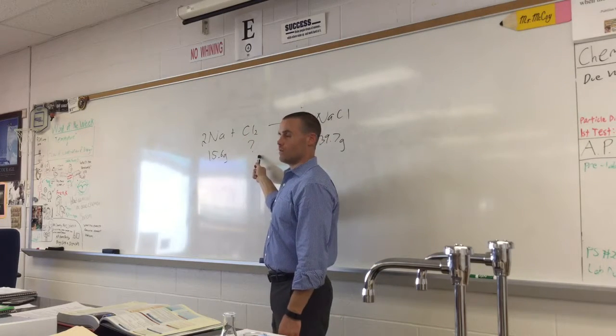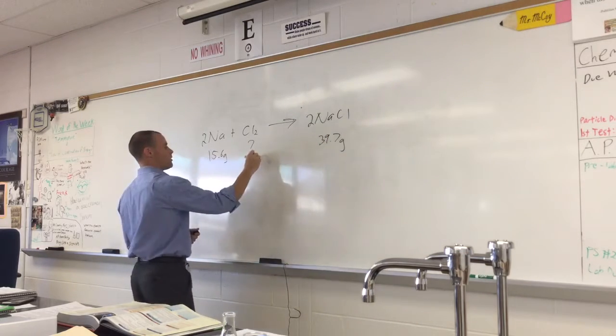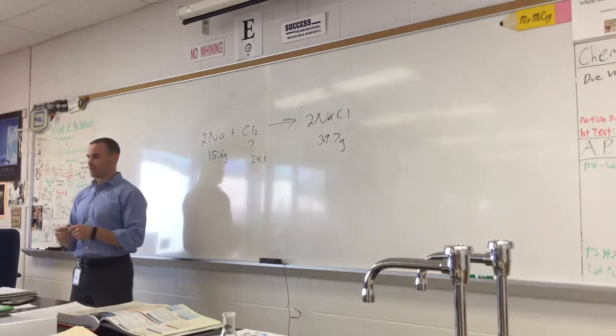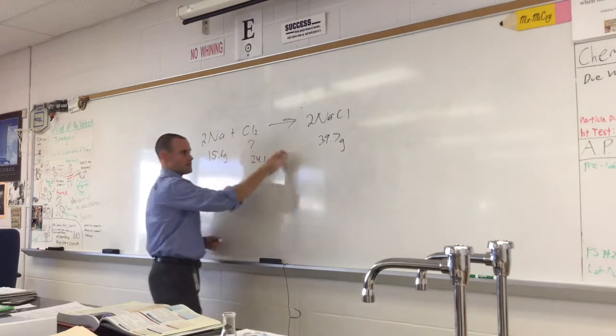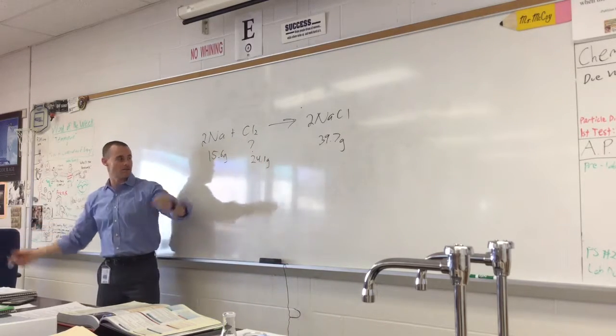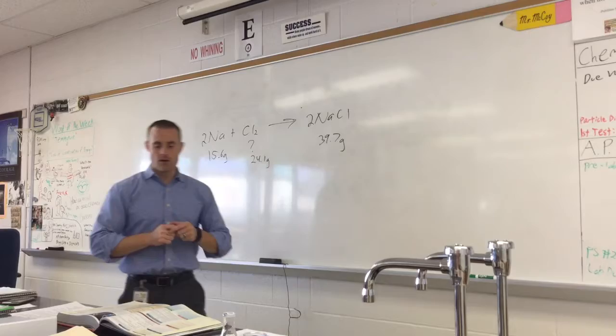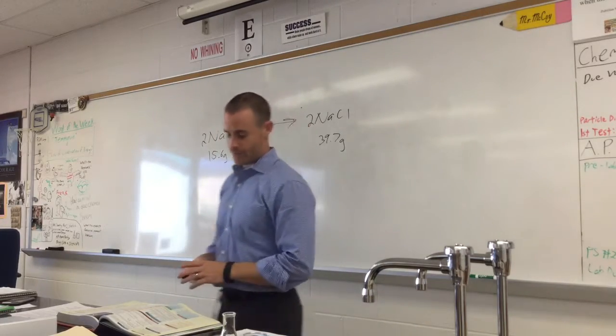Who has that number? 24.1. 24.1. Very good. Why does that work? I'm going to sound like a broken record. Because conservation of mass. Mass of reactants equals mass of product, so that the scales are balanced. All right. How much sodium reacted? All of it. 15.6. That's kind of a bad question there.